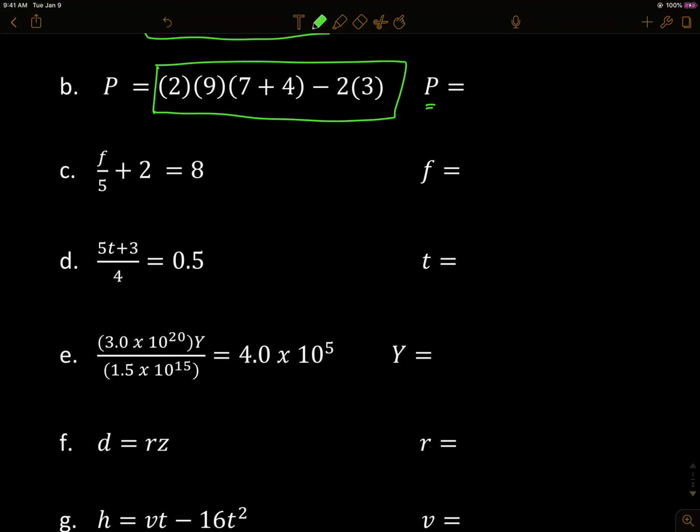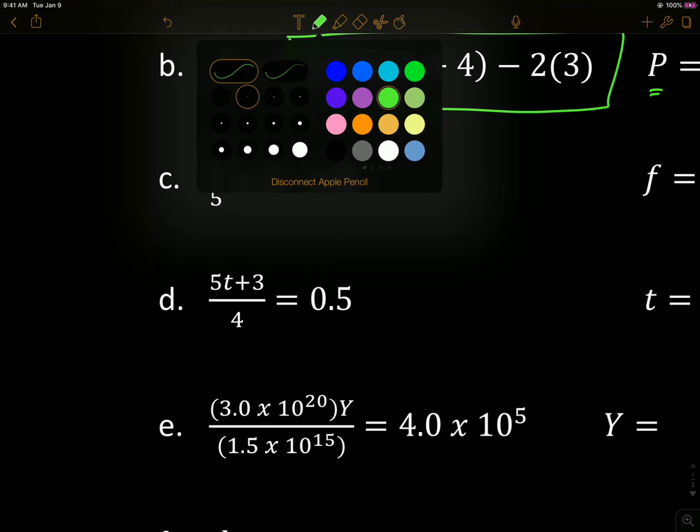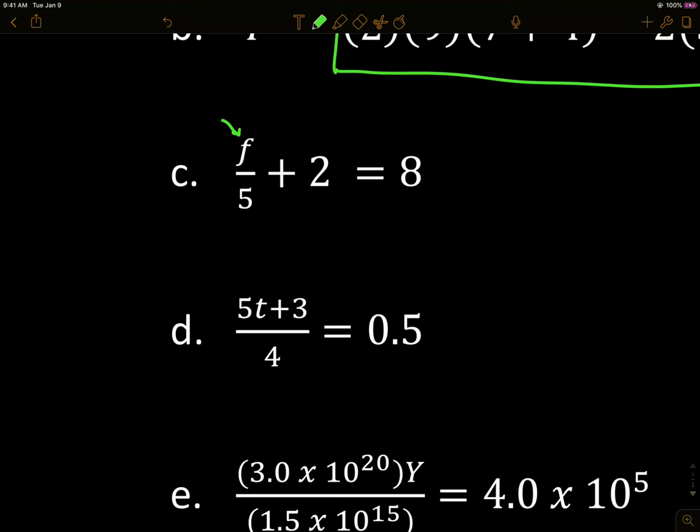So remember, to solve, we're doing the inverse operation, or the opposite operation, to undo whatever's being done to the variable. So let me choose, I'll go with green. First of all, if I look at f, if I plugged in a number, what's being done to f? It's being divided by 5, and then after that we would add 2. We're going to undo those in the reverse order.